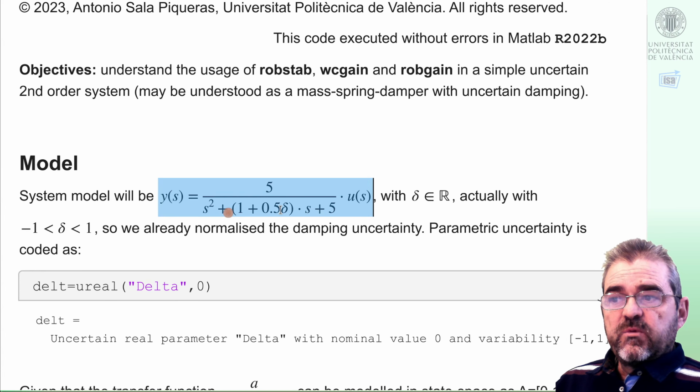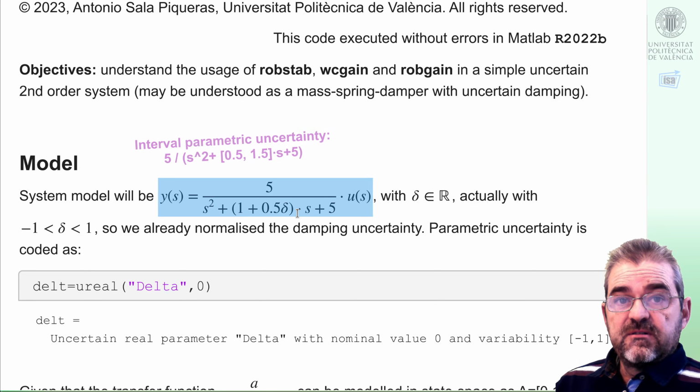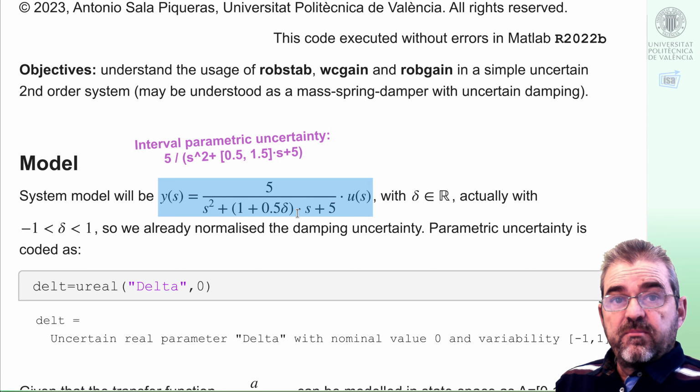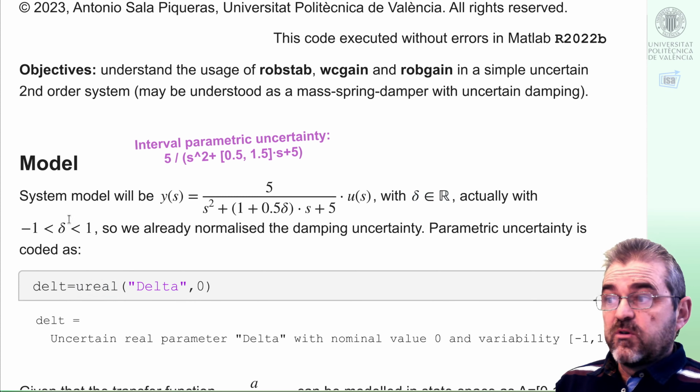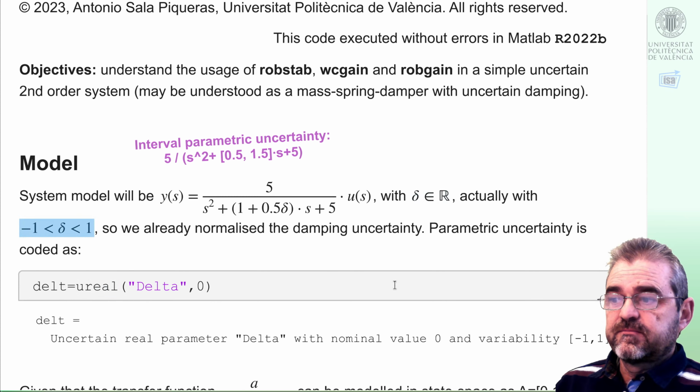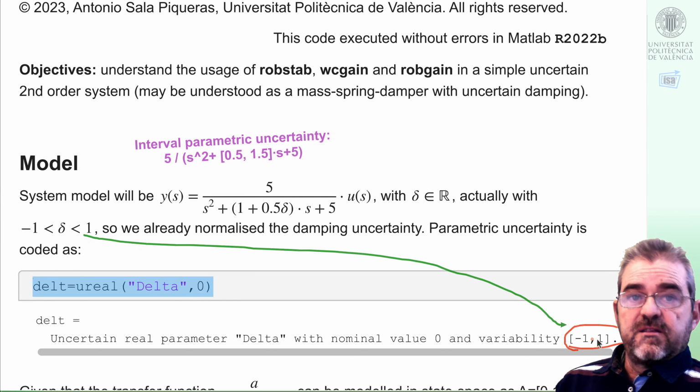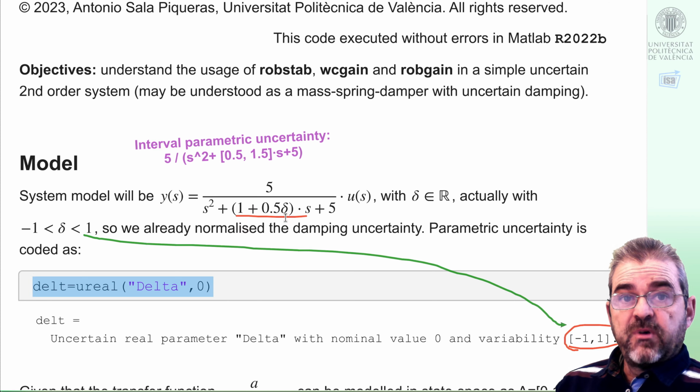Unit gain system, in which the coefficient that multiplies s in the denominator is uncertain. Its nominal value will be 1, and we will have some interval for that coefficient. In particular, it will range from 0.5 to 1.5. We will model that with some delta real parametric uncertainty, the ureal command of the robust control toolbox. This delta will be normalized between -1 and 1. We will introduce that with this Matlab command, and indeed, this will build an uncertain real parameter with nominal value 0 and interval -1, 1. So with this, we will get this 0.5 to 1.5 interval of this coefficient.